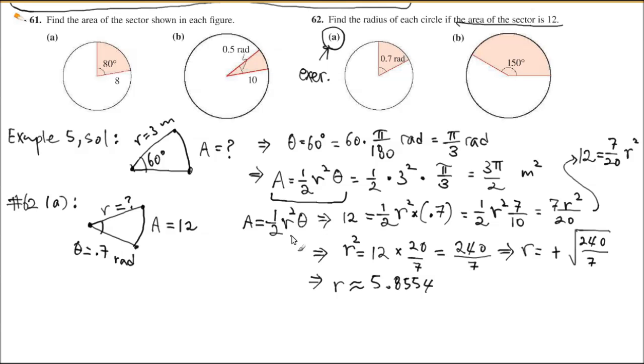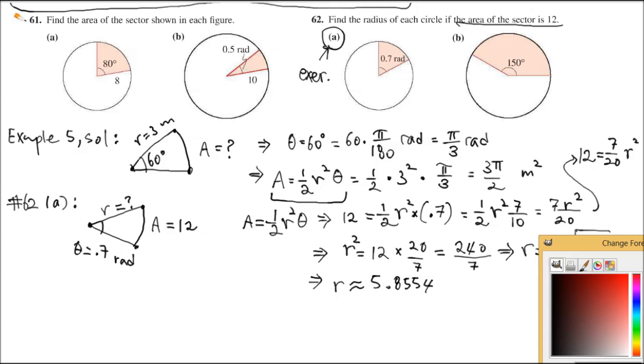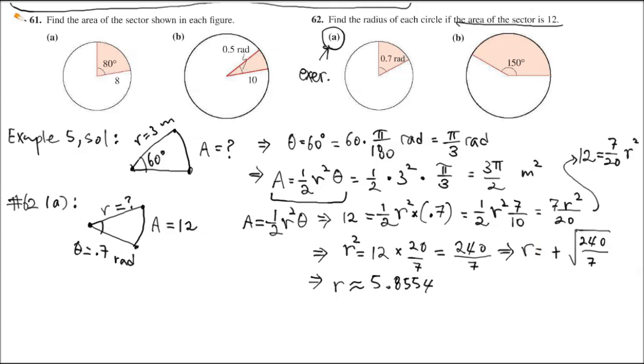Write down this information. Formula: area is 1/2 times r squared theta. Then plug in all this information, and it becomes a one-variable equation. Area here is 12, and 1/2 r squared, we don't know, and the angle in radians is 0.7, so I plug it in here. Right. From here, it's doing the algebra. I think that's the hard part.